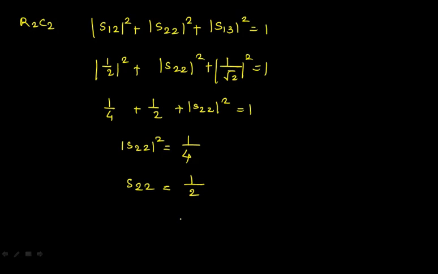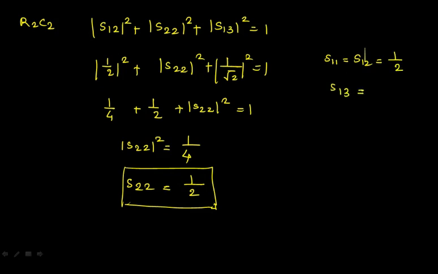So what I have got here is S11, then S22. Previously we found S11 is equal to S12, which is 1 by 2, 1 by 2, and S13 is 1 by root 2. Now just rewriting that particular matrix which we have seen previously.